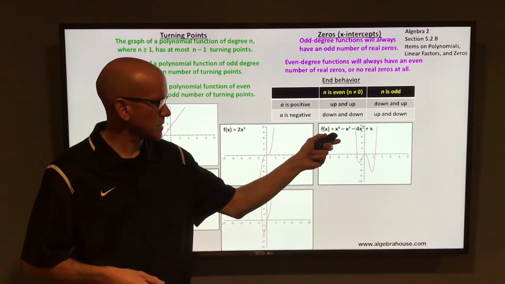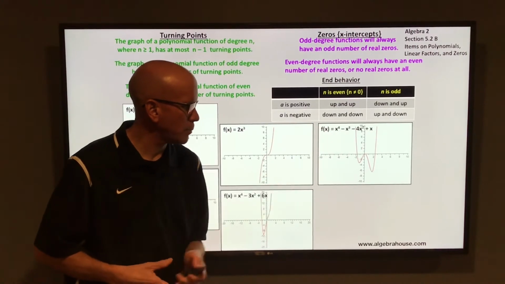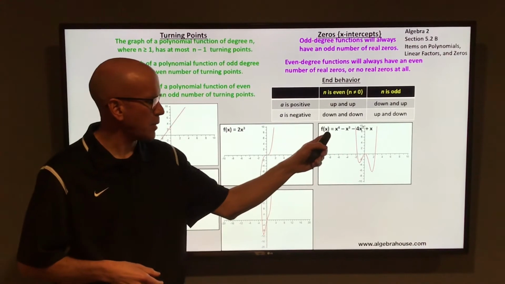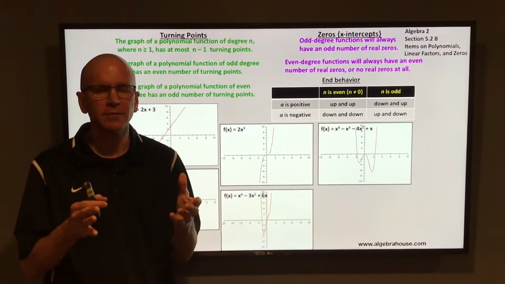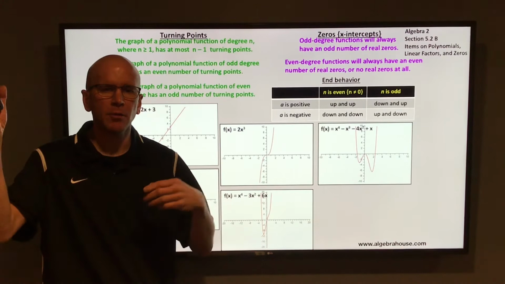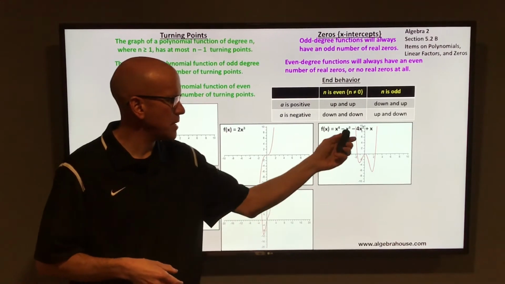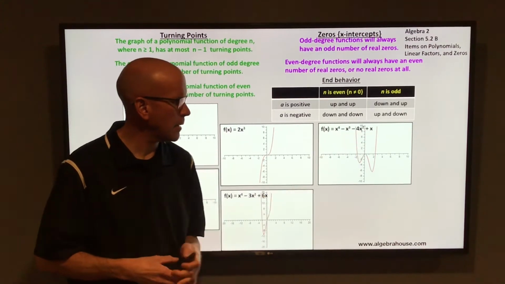For f of x equals x to the fourth minus x to the third minus 4x squared plus x, the leading coefficient is positive, the degree is even. Relate that to a quadratic equation where the coefficient of x squared would be positive. It's up on the left, up on the right. That's the end behavior on this. Up on the left side, up on the right side.